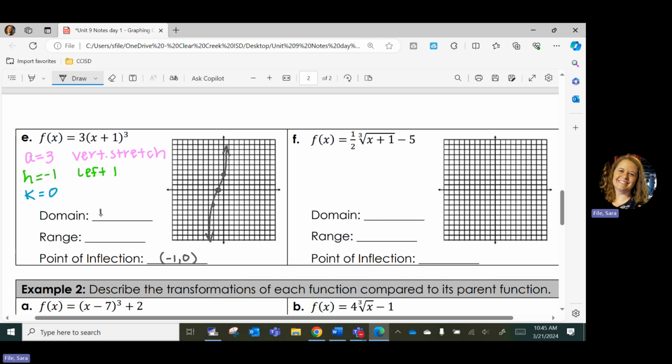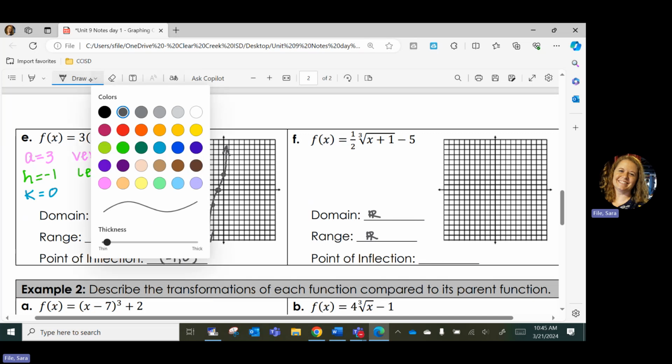And I know right away my domain and range, I could have done this first, is all real numbers. I don't even have to see the graph. I just need to see that it's cube or cube root, and I know it's all real numbers. Go ahead and write all real numbers here.